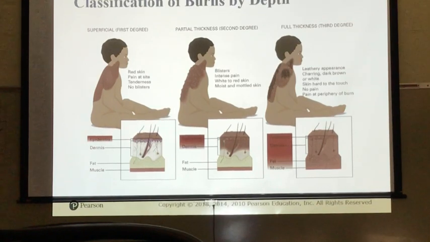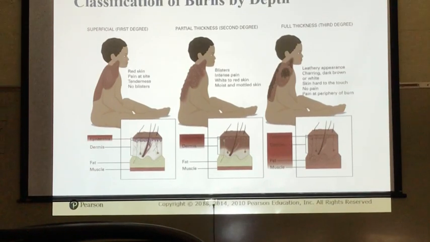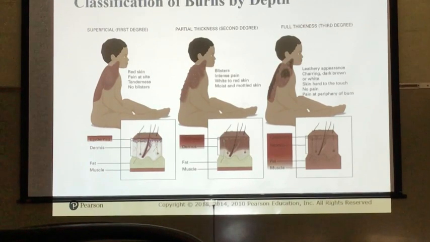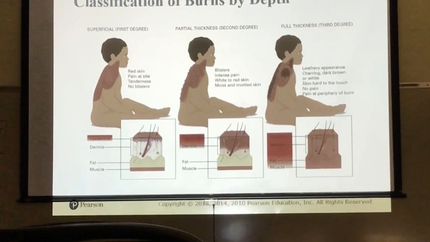Here's your classification by a visual. Superficial, or first degree, you're going to have red skin, painful site, tenderness, and no blistering. Partial thickness, or second degree, you're going to have blistering, intense pain, white to red skin, and it'll be moist and mottled. In third degree, it's going to have a leathery appearance, charring, dark brown or white. Skin is hard to the touch. They have no pain because the nerve endings have been burnt.